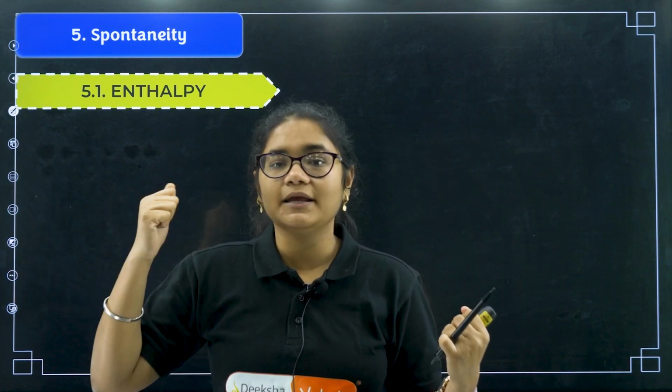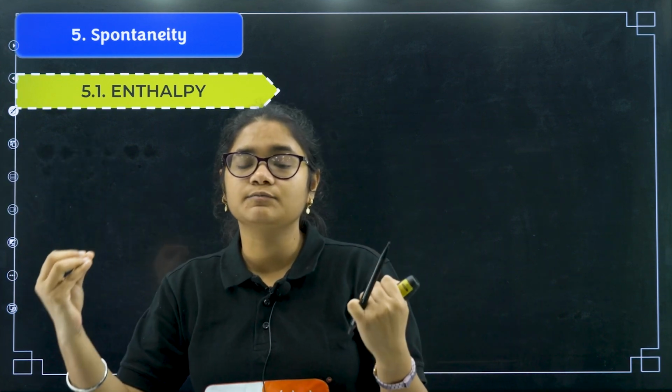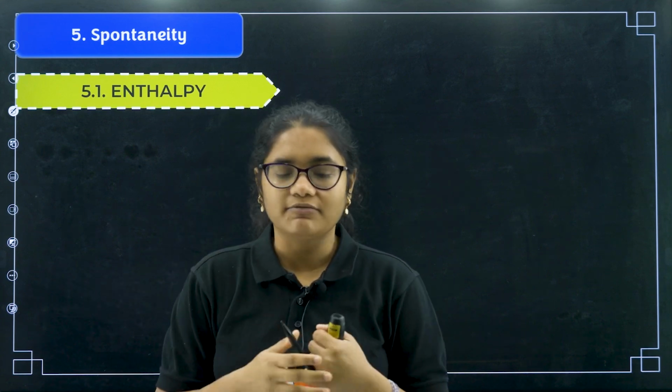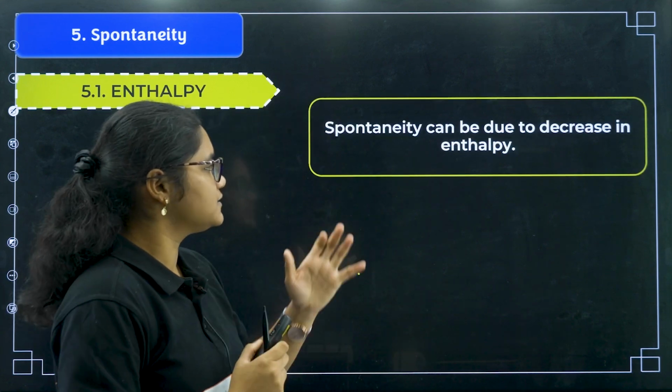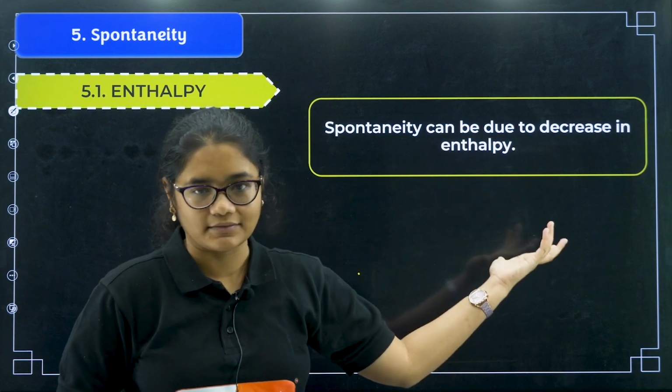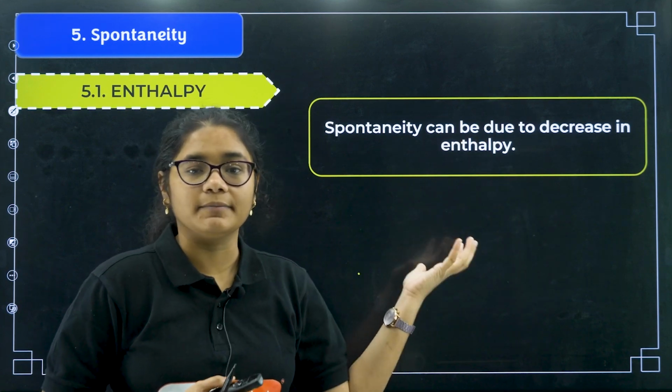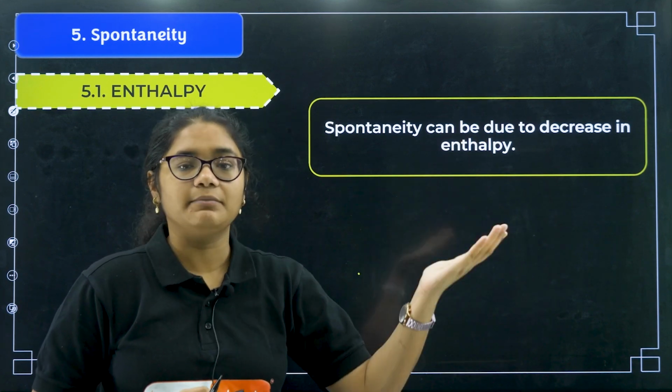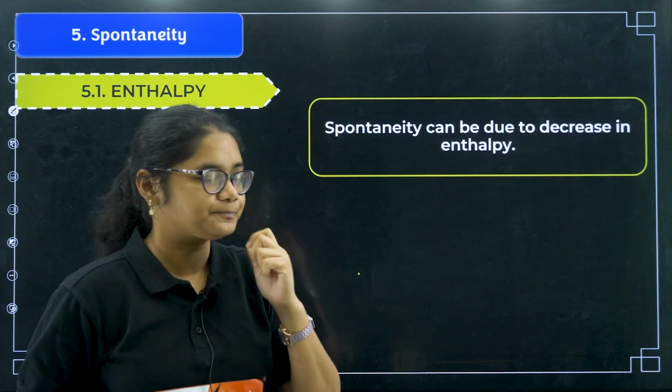Okay, so enthalpy can be a factor to determine the spontaneity of a reaction. Here we found that most of the exothermic spontaneity can be due to the decrease in enthalpy. Why? Because the reactants are becoming more stable. The stability is gained when energy is lost.